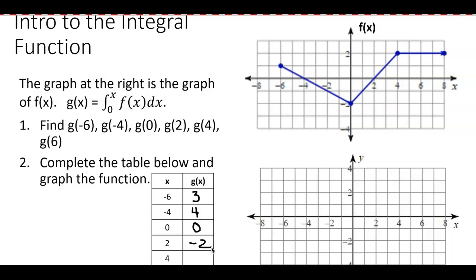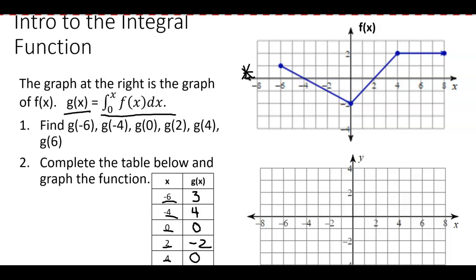Dario, what'd you get for 4? 0 is correct. And then Andy, what'd you get for 6? 4. Okay, so guys, let's get our bearings here once again. So g is an integral function where you're taking the integral of the graph that we have up here, which is f. Integral just means area under the curve, right? So what's happening here is I'm showing you what's happening to the area under the curve as x is changing.